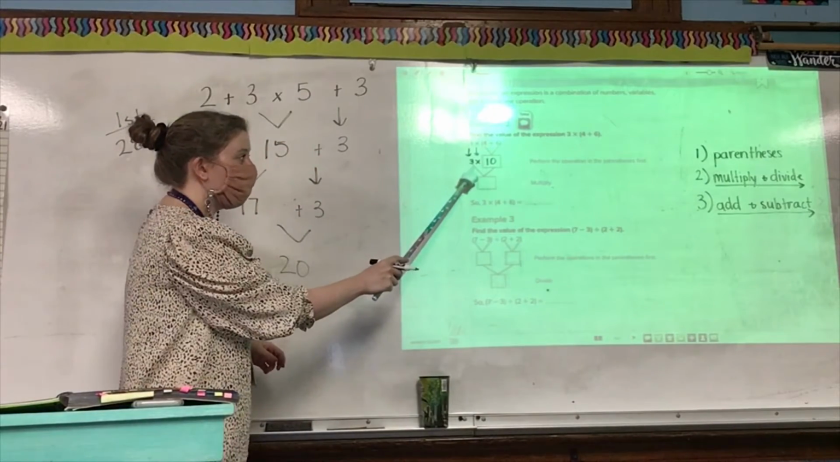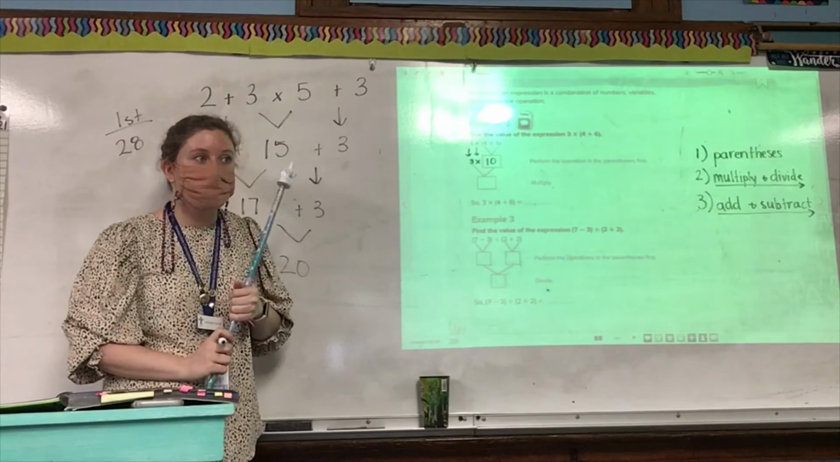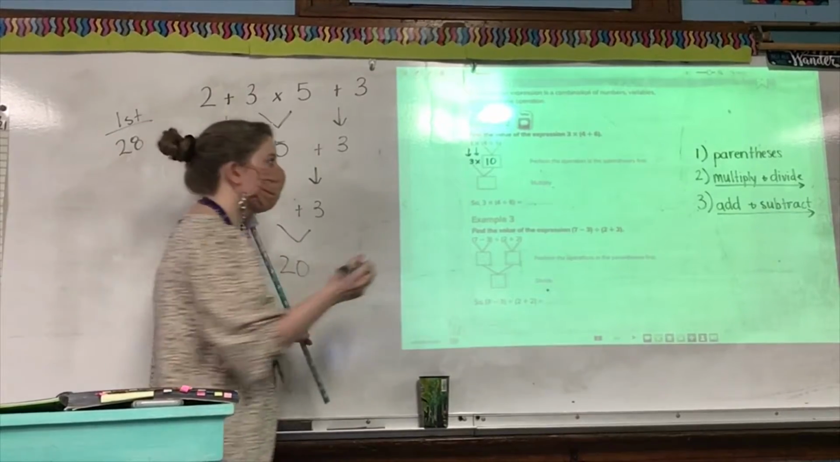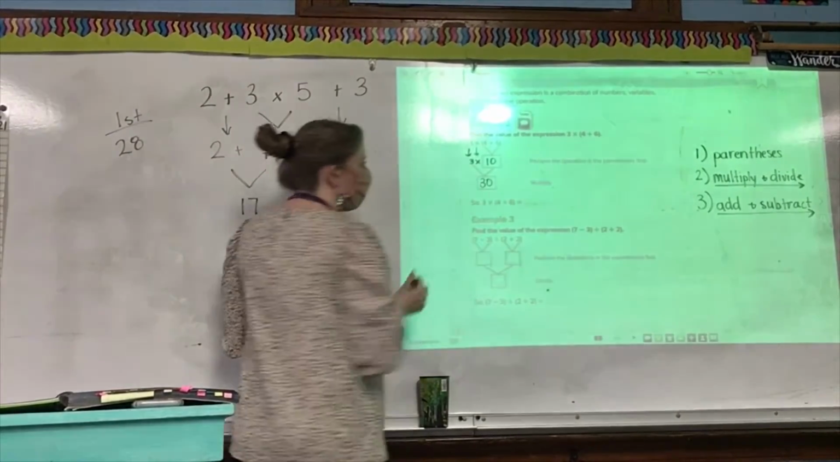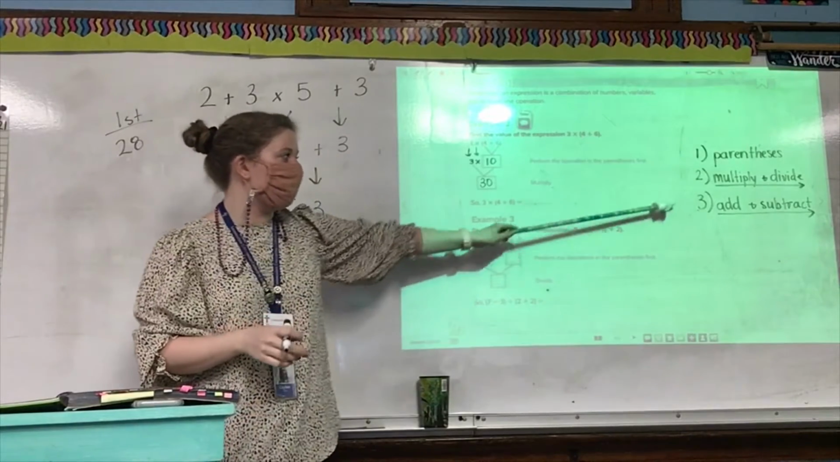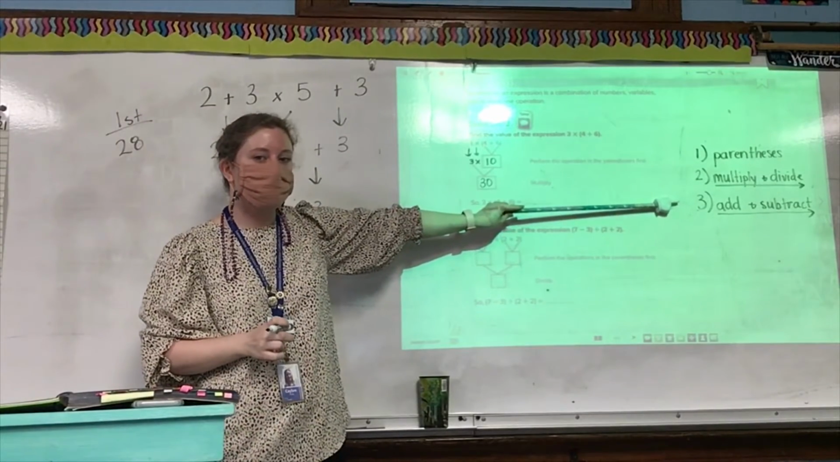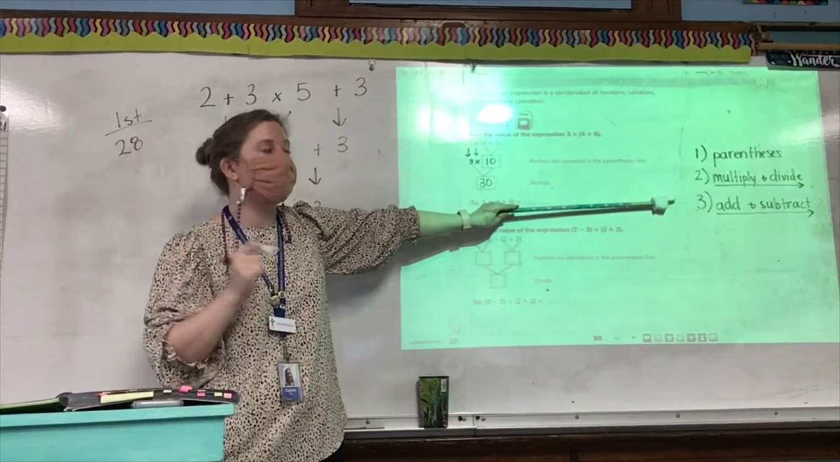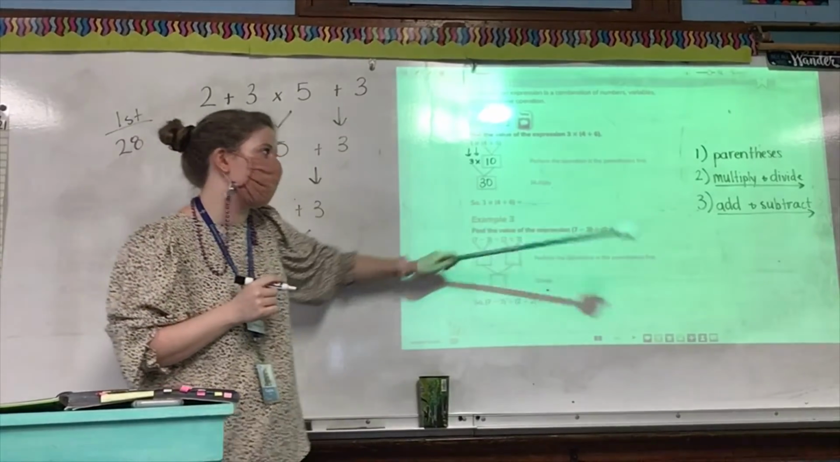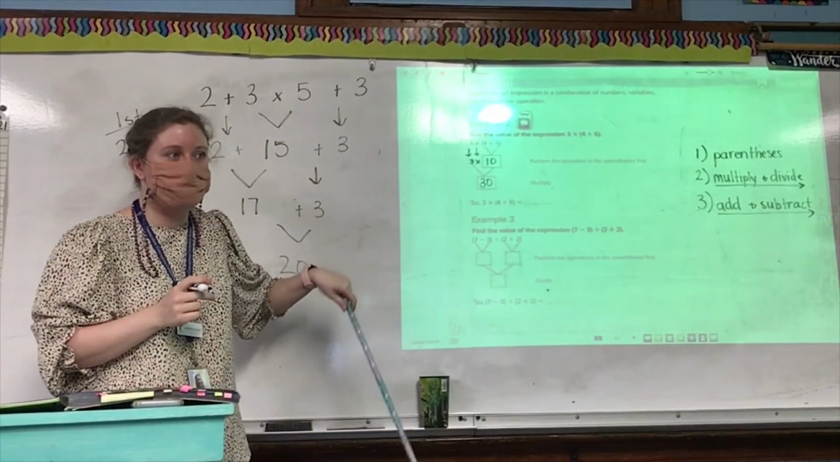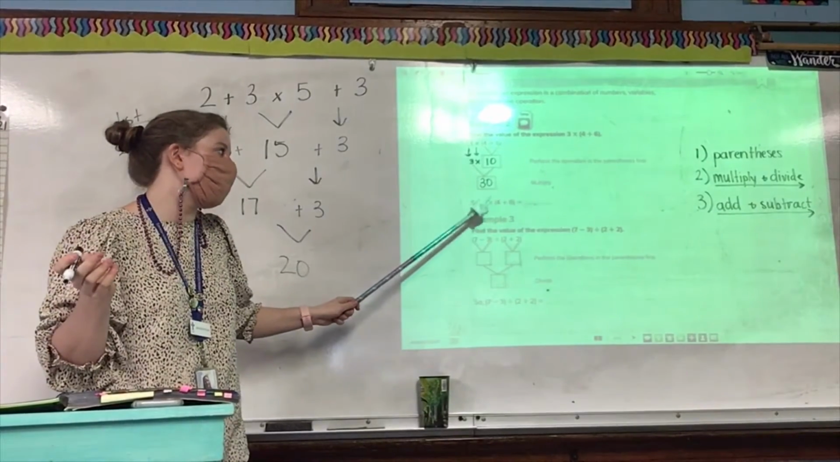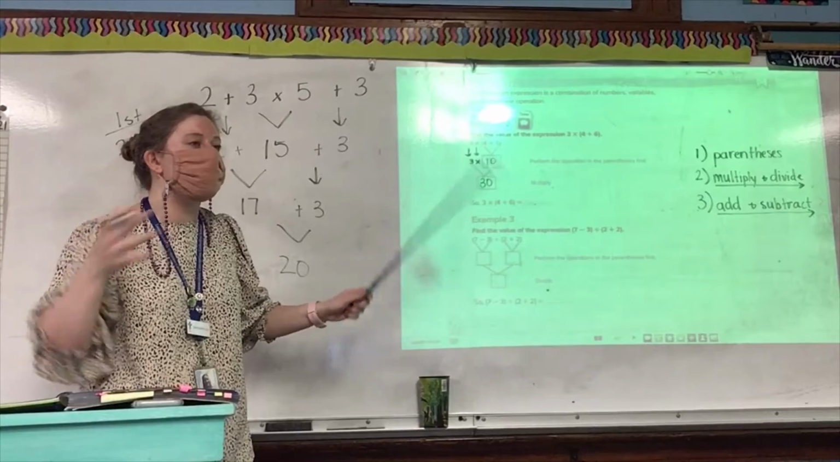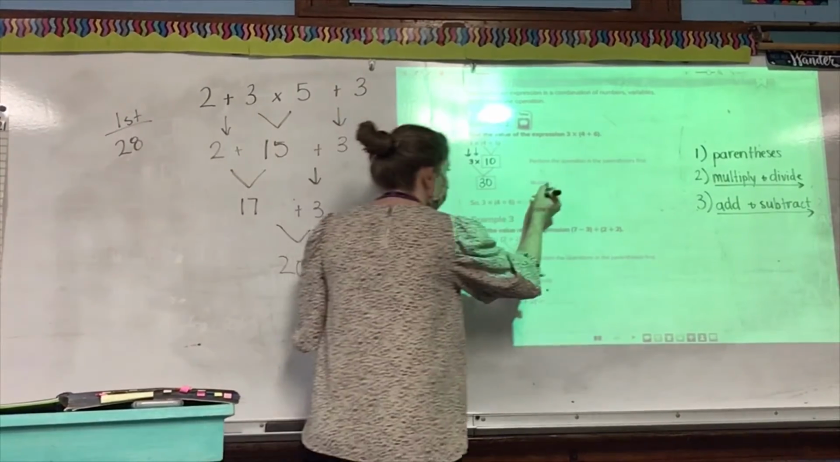Okay, so what we have left, do we have multiplication? Yes. 3 times 10 is 30. Okay, we're done with multiplication. What is step 3? Add and subtract from left to right. Good. Add and subtract from left to right. Do we have any more addition or subtraction? No. Do we have anything else? No. So, 3 times 4 plus 6 equals 30.